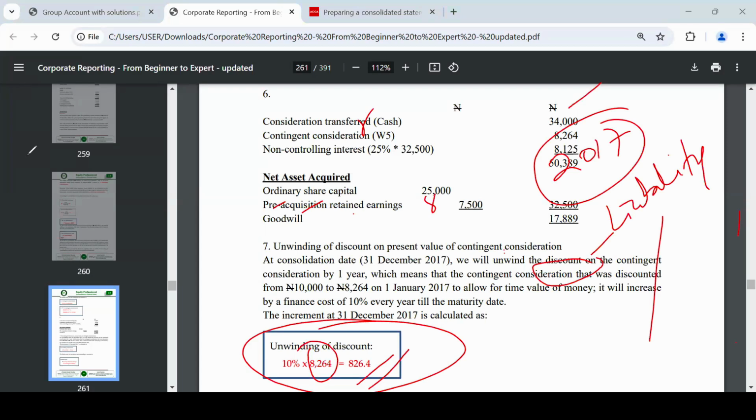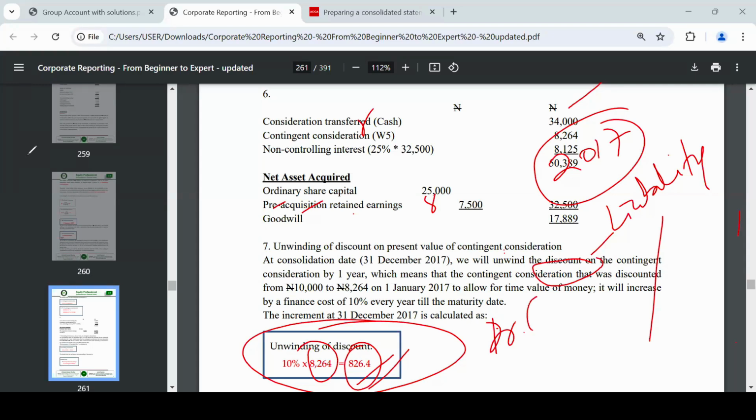In your consolidated statement, it didn't show up before, it's now going to show. This 826.4, you're going to debit. It is going to be treated as a finance cost. If it's treated as a finance cost, that's P or L. Now, we are not treating P or L here, we are treating financial position. So I've always said, anytime that is the case, any adjustment that should be in the P or L, when you are treating financial position, you will simply say to yourself, what is the line on the financial position that represents the P or L? It is the retained earnings.